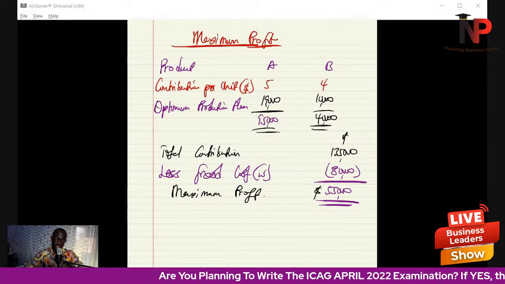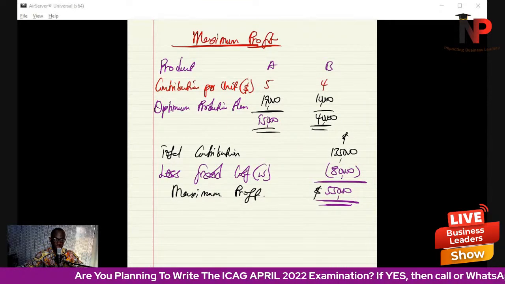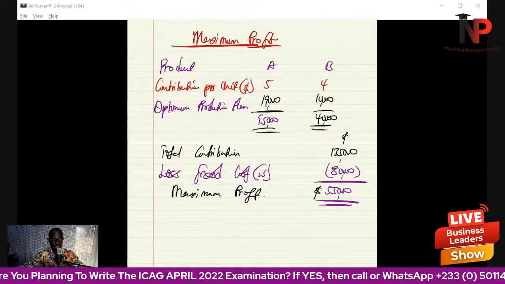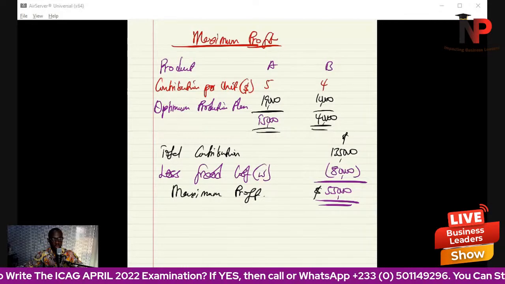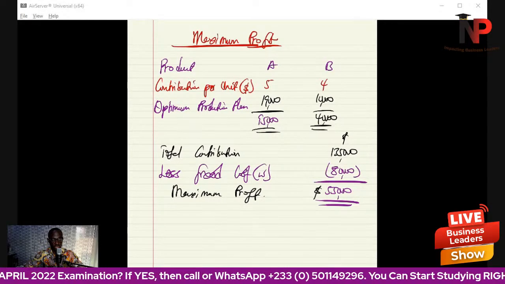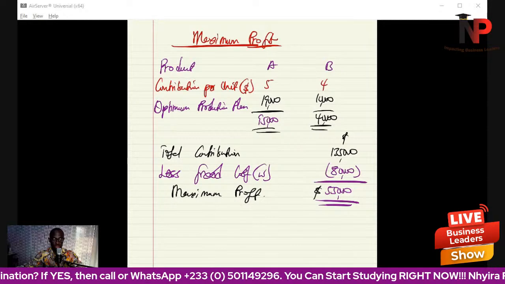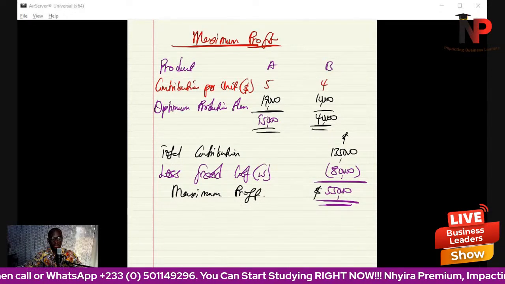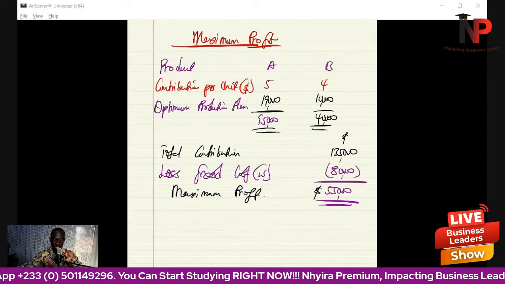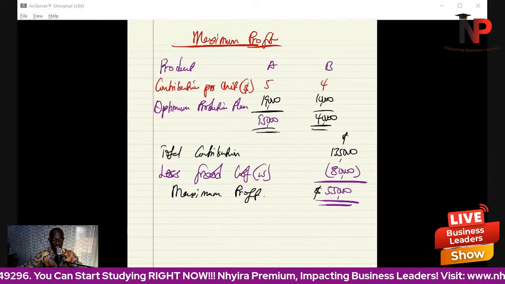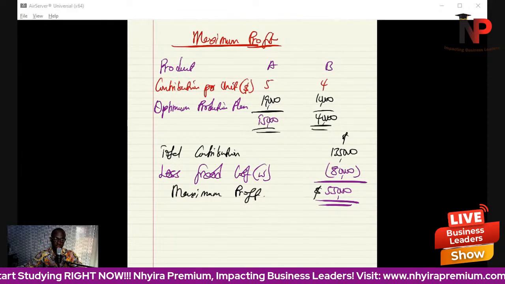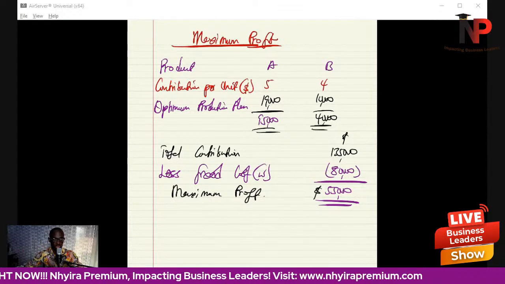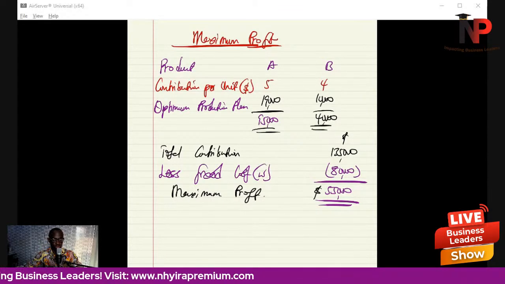Now, what if the same question, but this time around we are using throughput accounting? How will it be like? So let's go and look at the concept if we are using throughput.